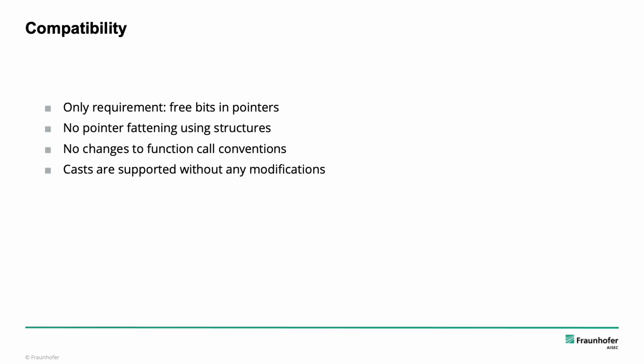Now, to proceed, let's look at compatibility, which is the second family of goals that we have identified. For this, we know that we only need to have unused bits in pointers, which is by default the case in both major 64-bit architectures. We also know that we don't need to fatten pointers using structures, which allows us to preserve the default function call conventions. Moreover, as mentioned before, casts are supported without modifications, as they are just reinterpretations of values for different types.